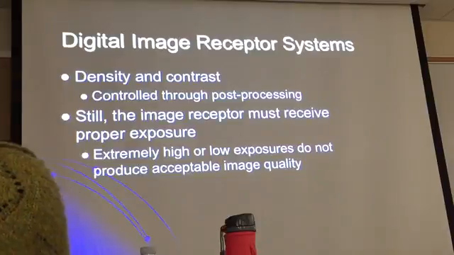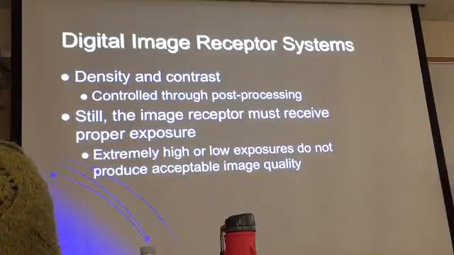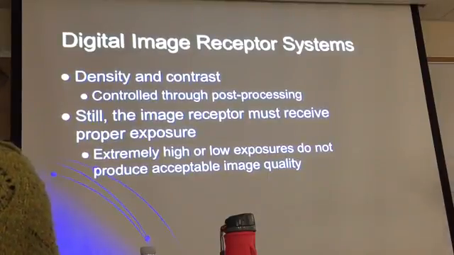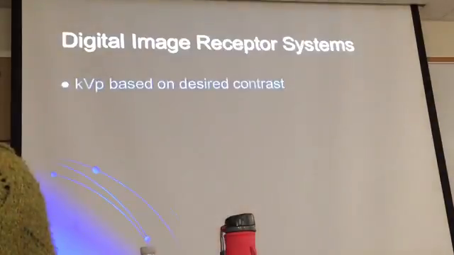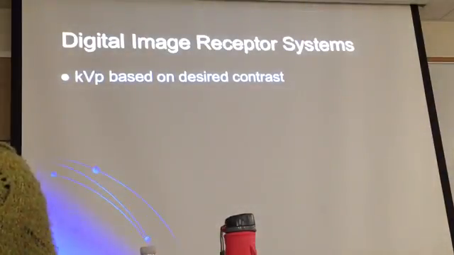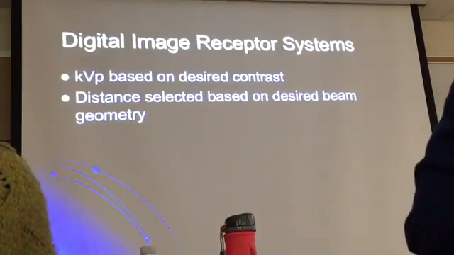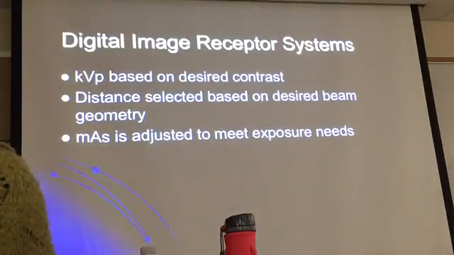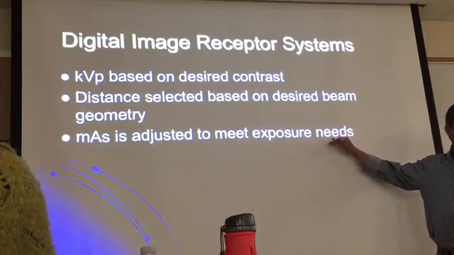Same thing with digital. If you grossly expose, your system can help you bring it into range, but if you grossly overexpose, it's not going to fix it. And vice versa. If you are underexposing, it's not going to be able to do anything. kVp is based on desired contrast. Distance is selected based on the desired beam geometry. Mass is adjusted to meet exposure needs, basically to acquire the density that you want.